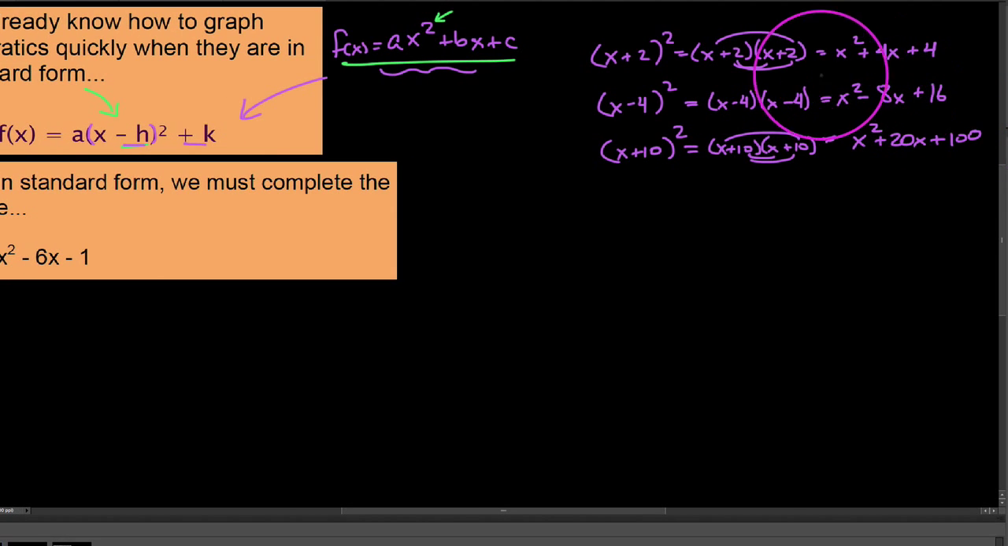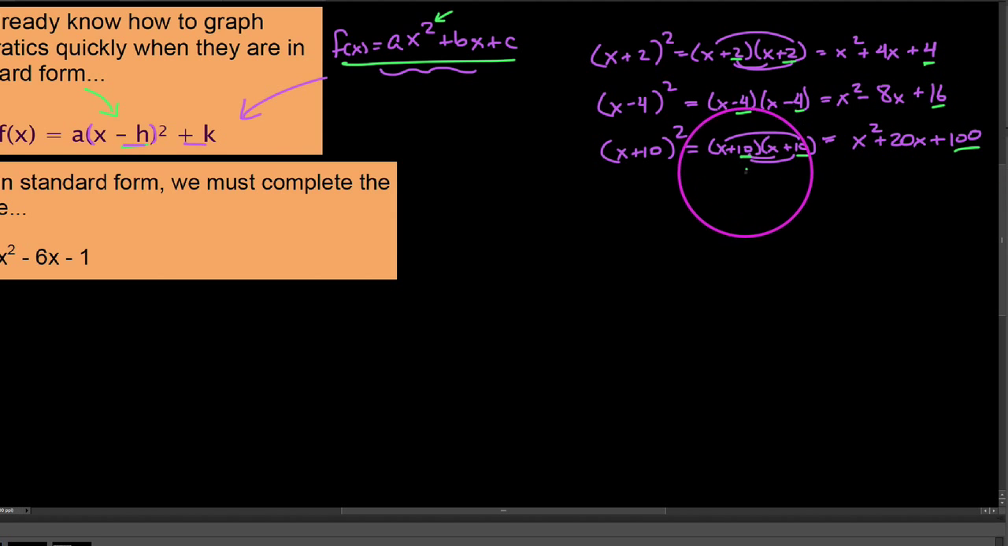Looking at each of these instances, the thing I want to point out is this. Every one of these last terms, these constant terms, is always a perfect square. And if I were to ask what it is a perfect square of, well, in this case, it was a perfect square of 2. In this case, it was a perfect square of negative 4. And in this case, it was a perfect square of positive 10.